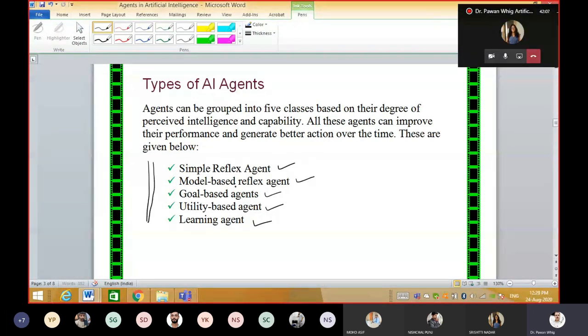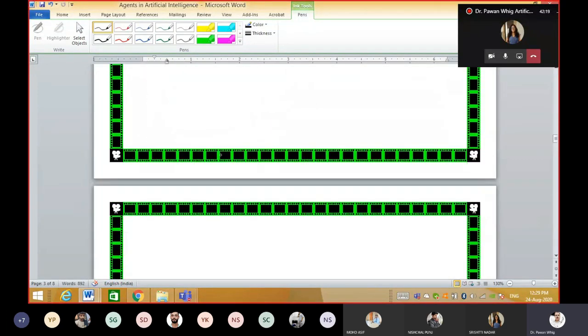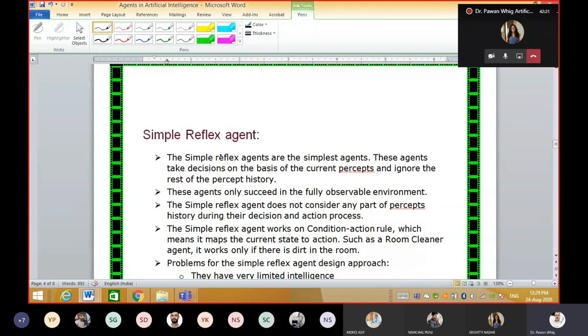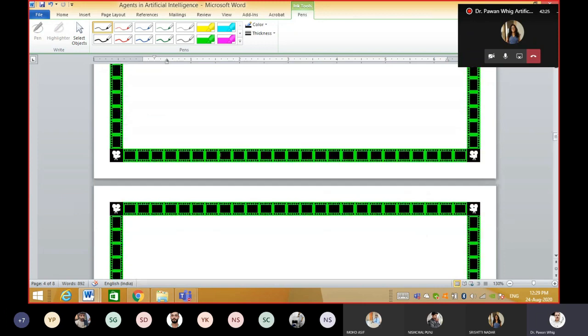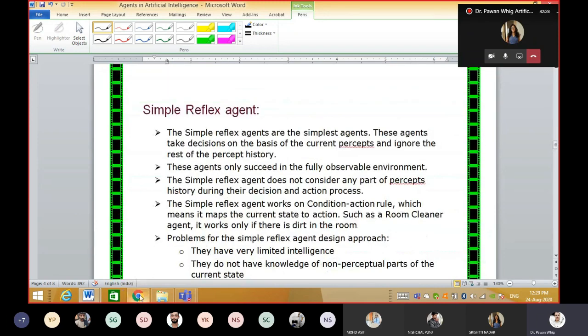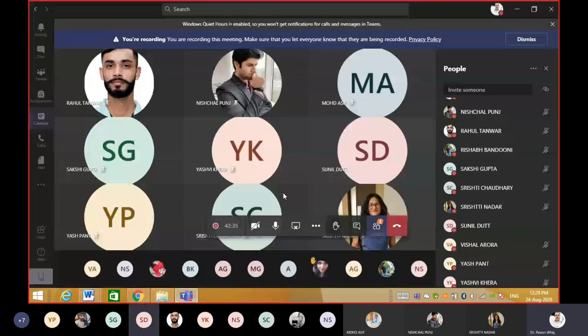So let me take one by one all the agents, and this is a very important question that may be asked in your exam. What are the different types of AI agents? So let us take one by one. First one is the simple reflex agent. Now, can anybody explain to me what is reflex? Anybody from you? What is reflex? Please raise your hand. Sir, Sunil, simply responding to a given command.